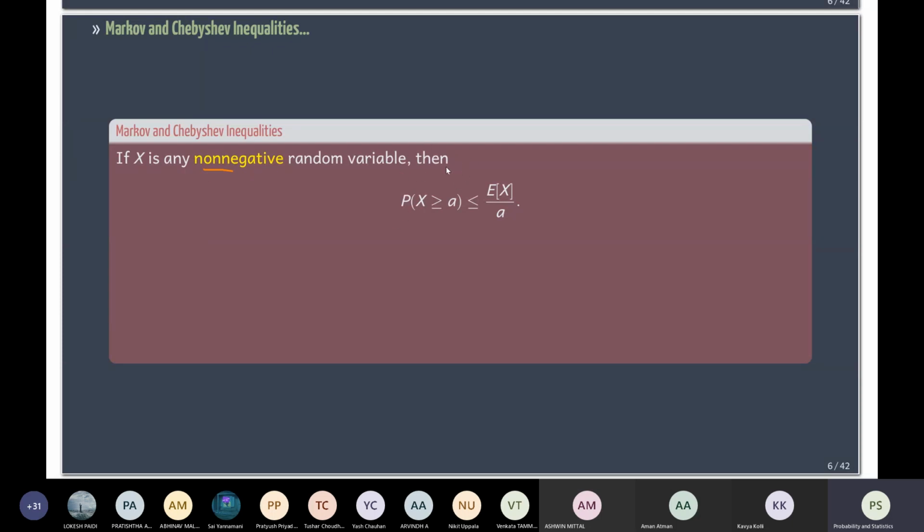Then the Markov inequality says the following: the probability that X is greater than or equal to a is less than or equal to the expectation of X divided by a. Sometimes you are interested in computing probabilities like this, and you would like to know what could be the upper bound on this. So this is the upper bound. It may be a loose upper bound, it may be very far, but this is an upper bound.